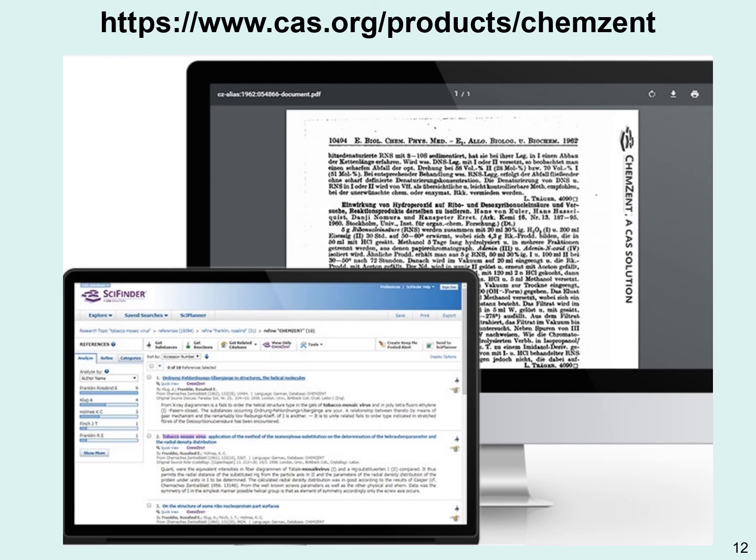At the top of the screen is what an entry in the original printed Chemisches Zentralblatt looked like. In the bottom screen is what it looks like in SciFinder. It looks like anything else in SciFinder. It's all in English and much easier to access.